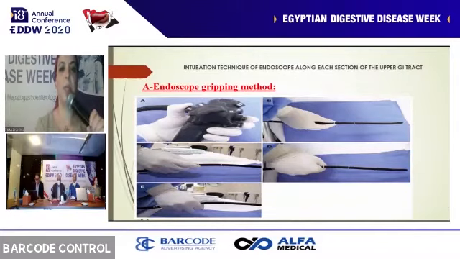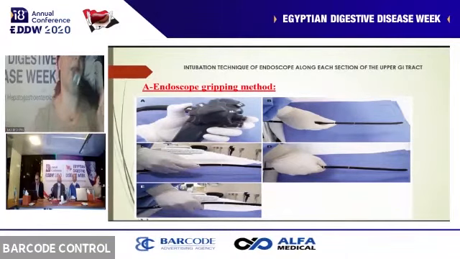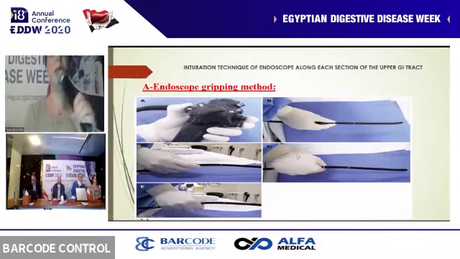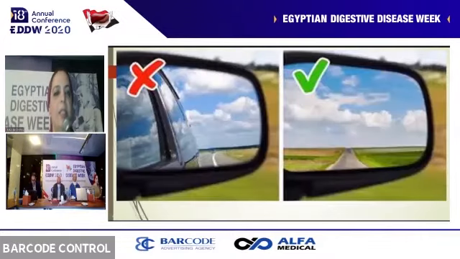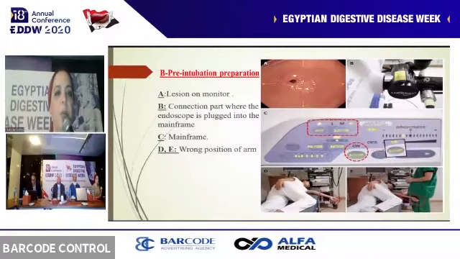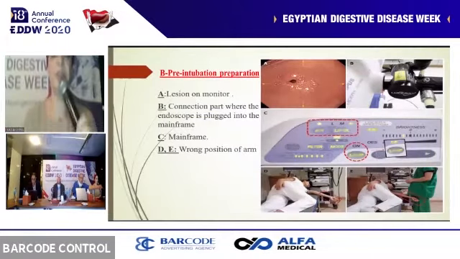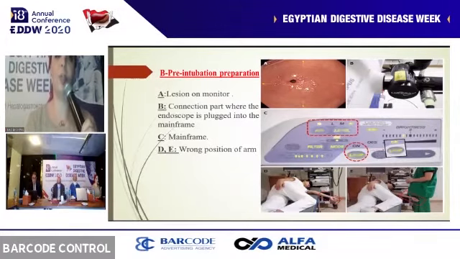The endoscopic grabbing method: the main part of the scope is held in the left hand, as it appears in the photo. Then B and C, the grabbing method in this manner, but it's not right to be in D and E. It's like exploring the road. Pre-intubation preparation and identification of the lesion, knowing the connection part and main frame, and D and E is the wrong posture of the patient.